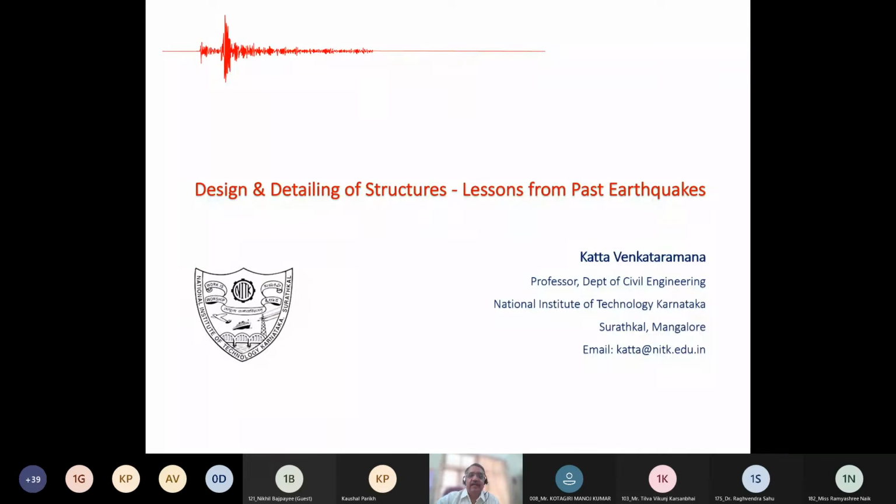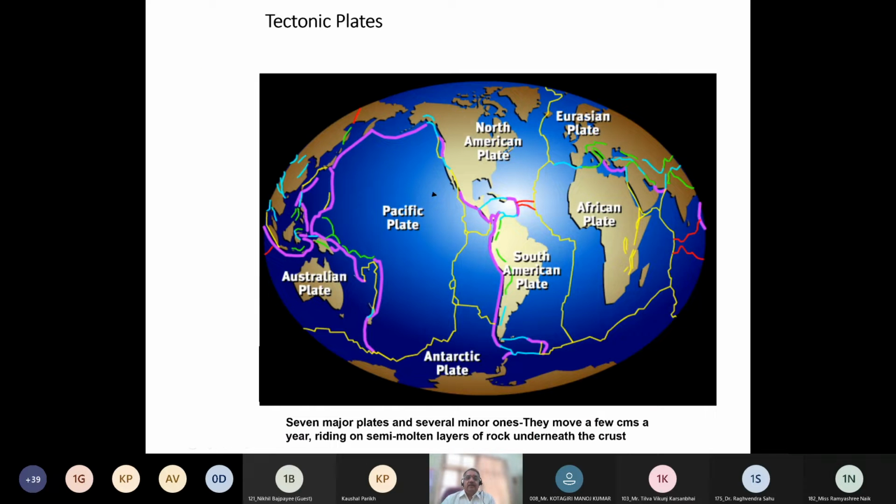So the title is Design and Detailing of Structures, Lessons from Past Earthquakes. So I hope to introduce some of the damage patterns in the earthquakes that happened in the past from all over the world, and then talk about the requirement of detailing. Just a small introduction of seismology, how the earthquakes occur. Some of you may know that there is the so-called plate tectonic theory. As per this theory, the Earth's surface consists of 7 major plates and several minor ones, and they move a few centimeters a year, riding on semi-molten layers of rock underneath the crust.